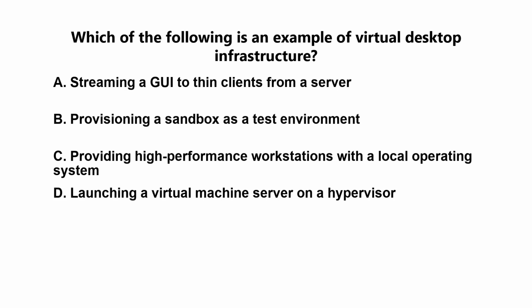Question 73. Which of the following is an example of virtual desktop infrastructure? Option A, streaming a GUI to thin clients from a server. Option B, provisioning a sandbox as a test environment. Option C, providing high-performance workstations with a local operating system. Option D, launching a virtual machine server on a hypervisor. The correct answer is option A, streaming a GUI to thin clients from a server.